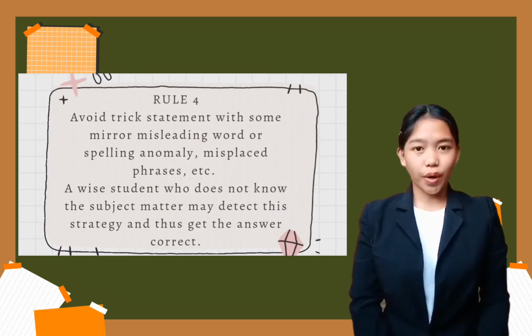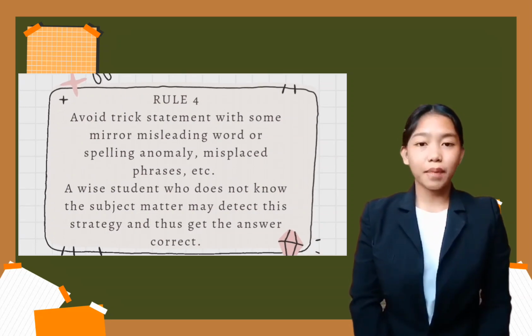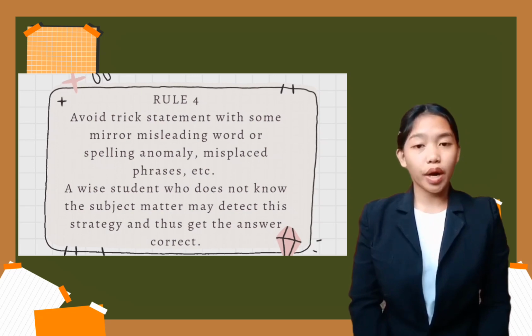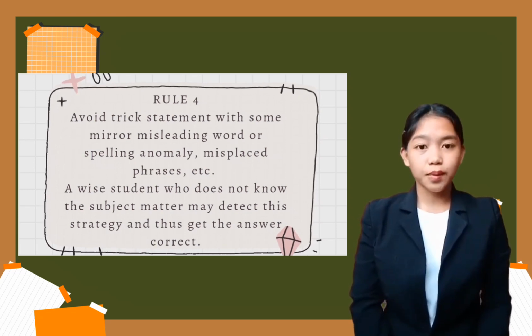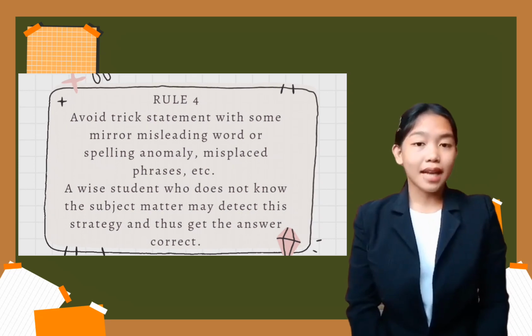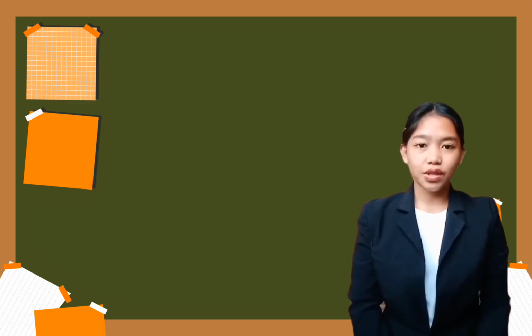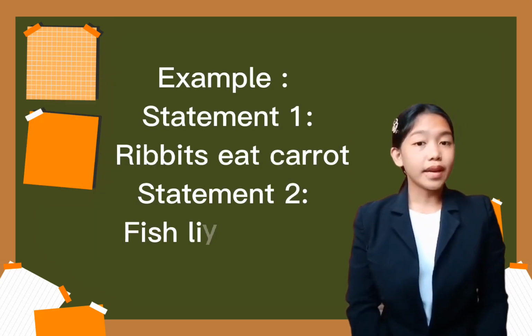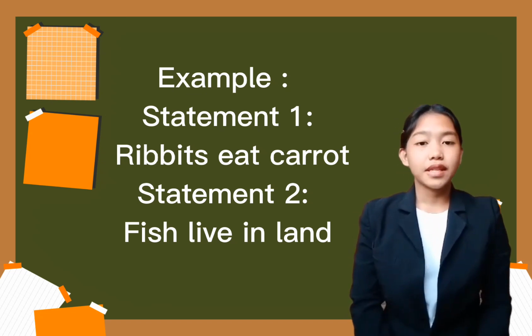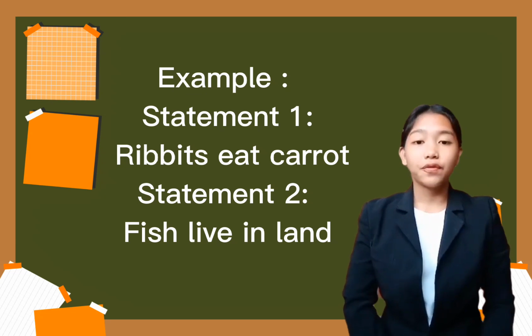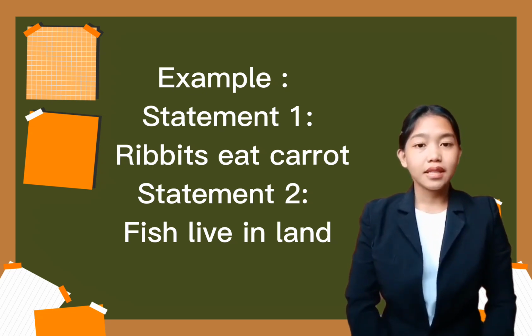Rule number 4. Avoid tweaking a statement with some minor misleading word or spelling anomaly, misplaced phrases, and so on. A wise student who does not know the subject matter may detect this strategy and thus get the answer correctly. For example, true or false. Write true if the statement is correct and write false if the statement is incorrect.